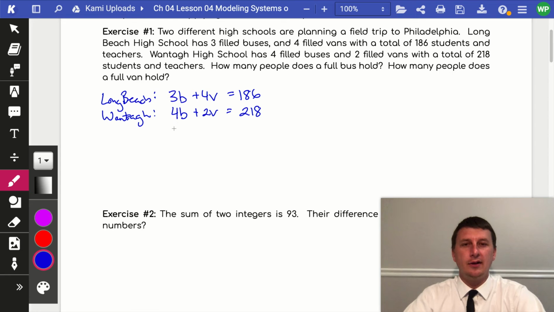And that's because we're going to start off by looking at opposite coefficients. Do we have opposite coefficients? And I don't think we do. So now, what would be the easiest way to get opposite coefficients? By multiplying one of these equations by a constant.